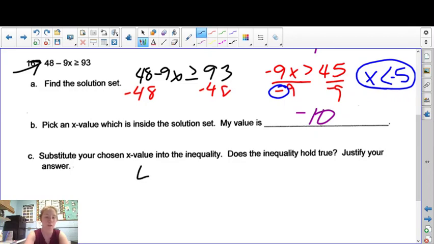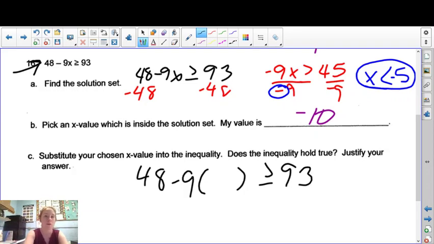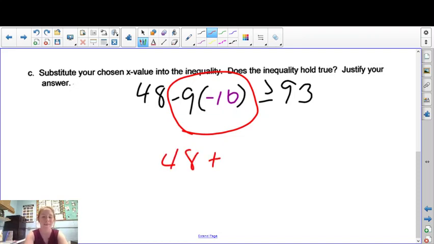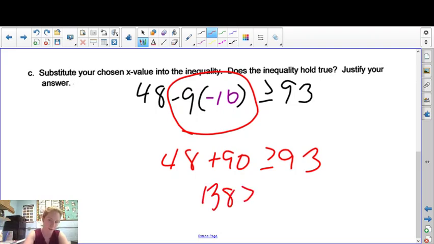So I have 48 minus 9x. Remember, we replace x with parentheses. I'm going to go back, and in place of the parentheses, I'm going to write my choice of -10. Okay, I have to go ahead and do this multiplication. So I have 48, -9 times -10 is a positive 90. And then 48 plus 90 gives me 138. And is 138 greater than 93? Yes.